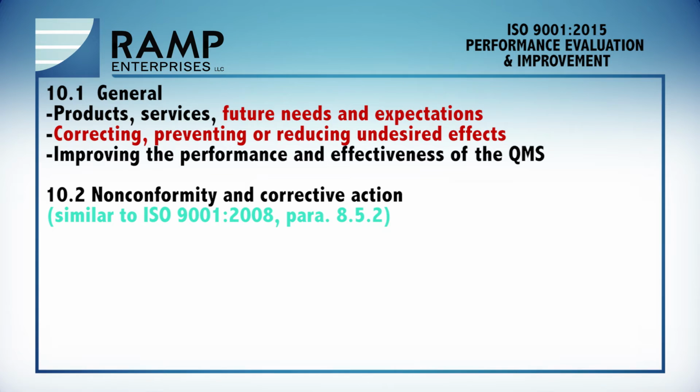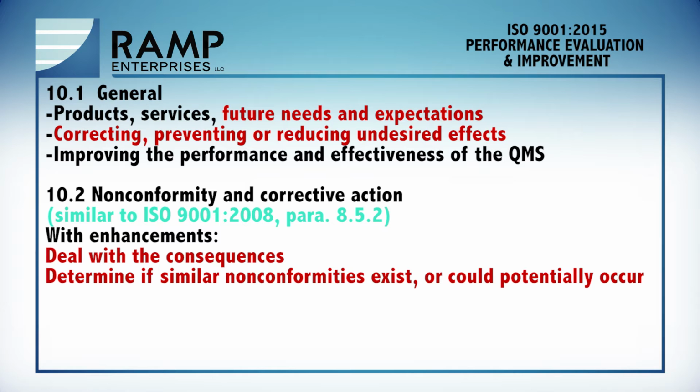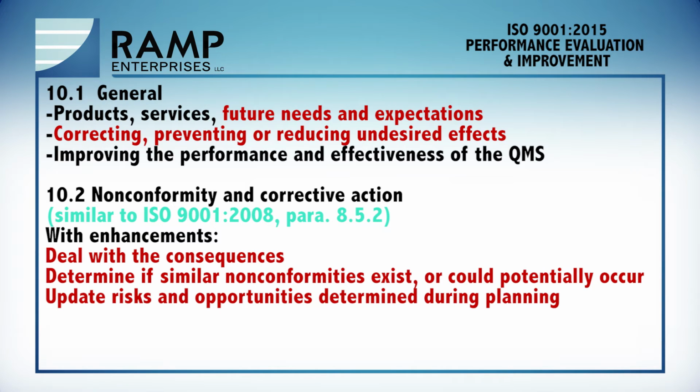Here are the enhancements. We need to deal with the consequences. Also, determine if similar nonconformities exist or could potentially occur. Also, update your risks and opportunities determined during your planning. So if you did put together a risk register, like I asked, that is a live document. You continue to update it if there are issues associated with the outcome of your quality management system. You keep your risk register updated and alive. And make changes to the QMS if necessary. So corrective action needs to be a dynamic process, well thought out, and comprehensive.